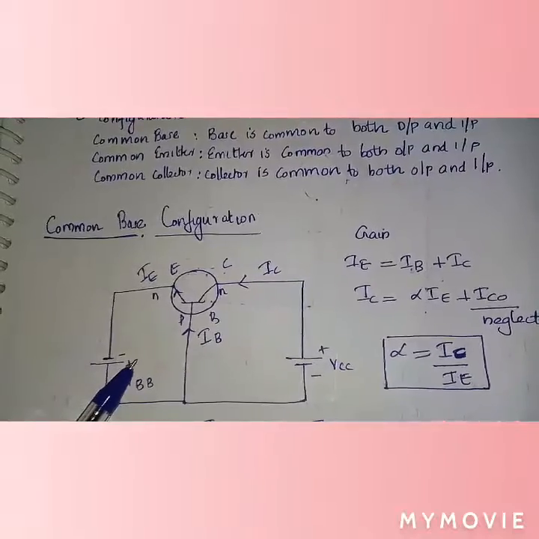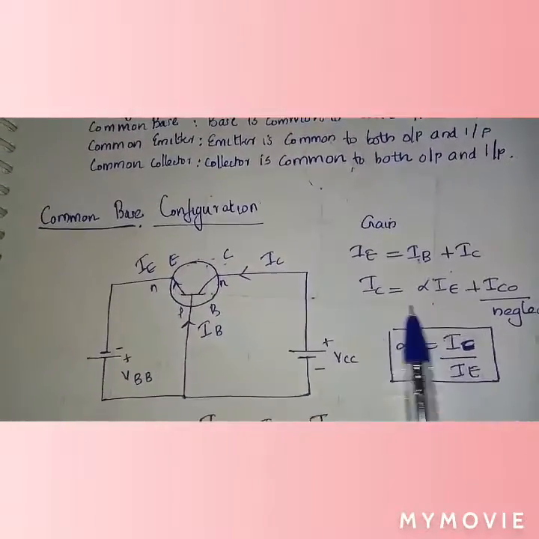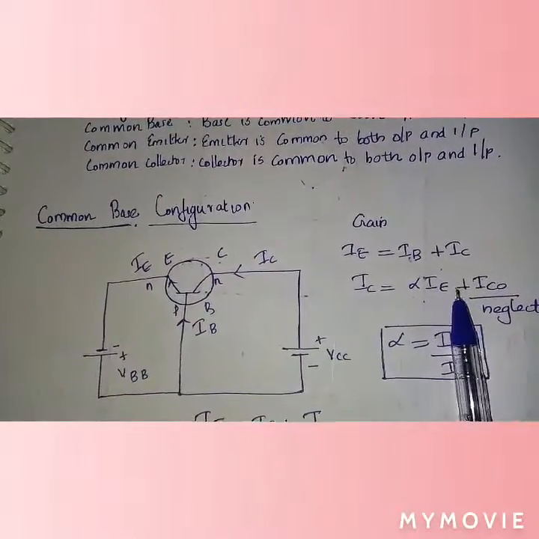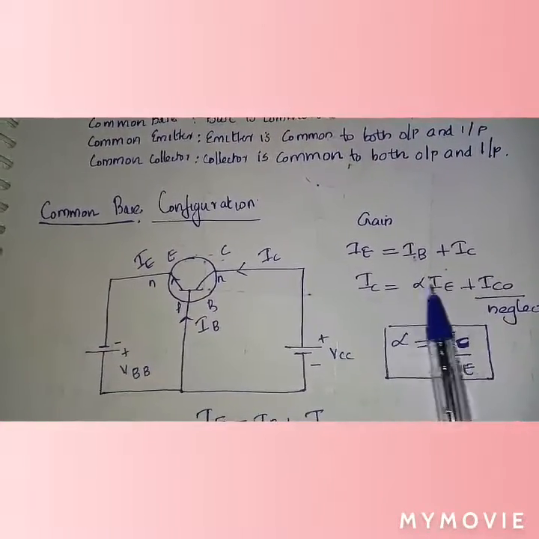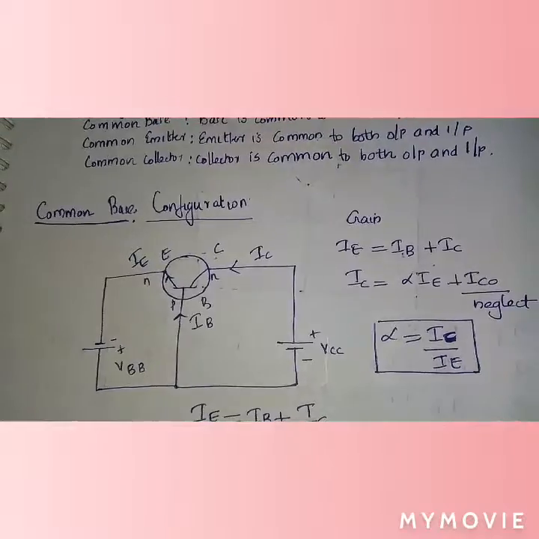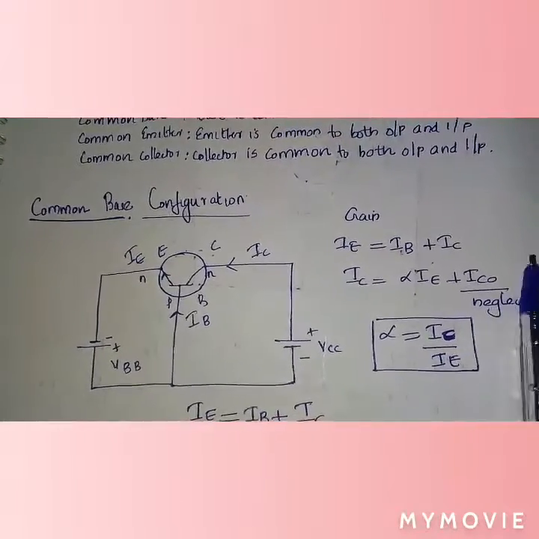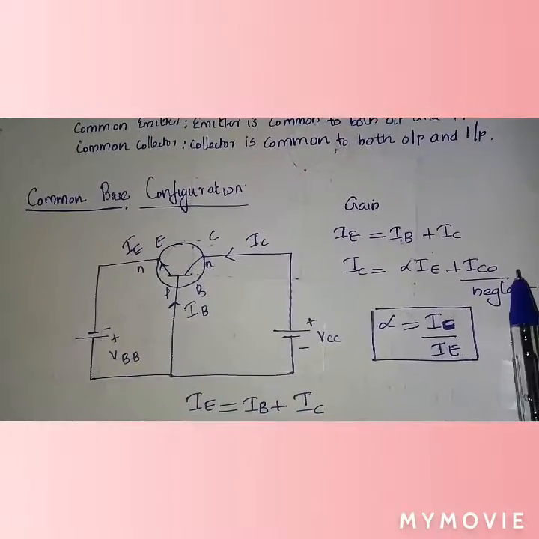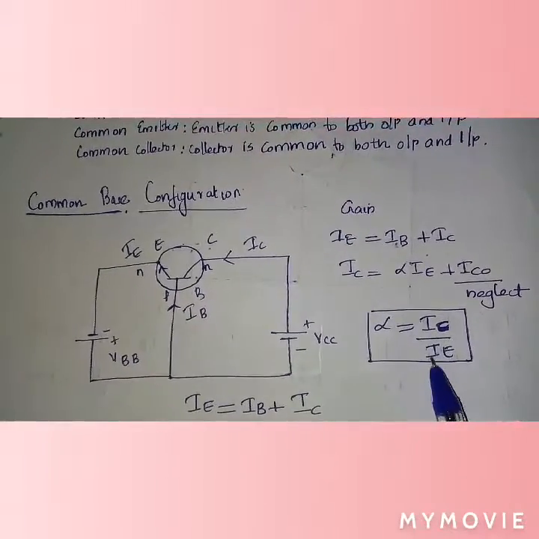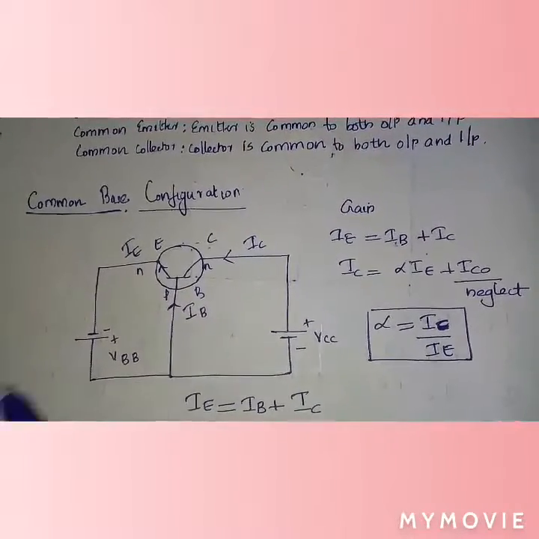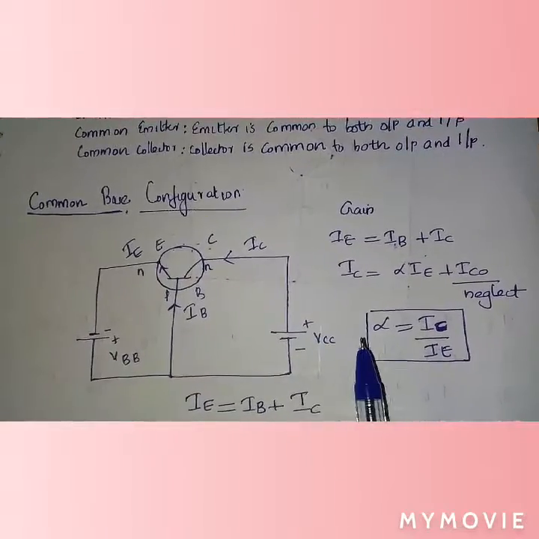Here we know the basic equation, that is IE is equal to IB plus IC. Here also we know the other equation, that is IC is equal to alpha IE plus ICO. ICO can be neglected, it is very small, that is the leakage current. So from that we know that alpha is equal to IC by IE. This is the gain factor in the common base configuration.